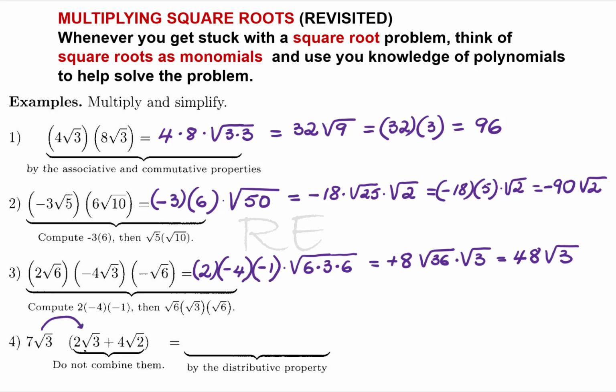For number 7, we can't combine the terms in parentheses. We have to distribute. 7 square root of 3 times 2 square root of 3 is 14 square root of 9. 7 square root of 3 times 4 square root of 2 is 28 square root of 6. 14 times 3 is 42, plus 28 square root of 6.